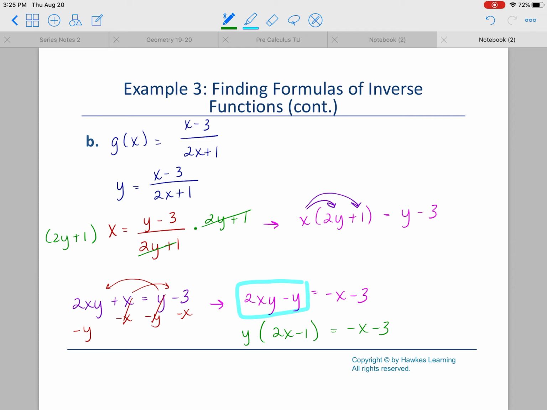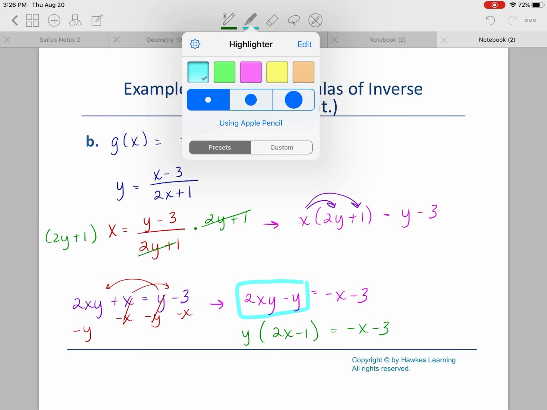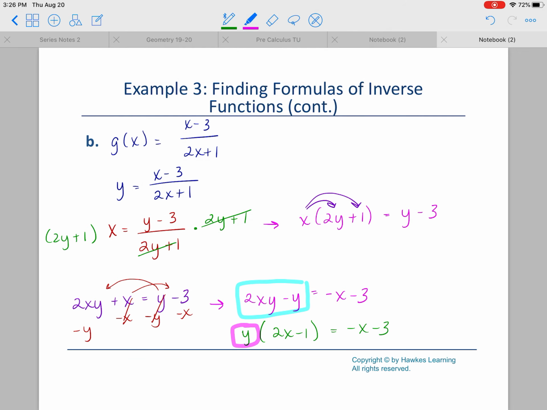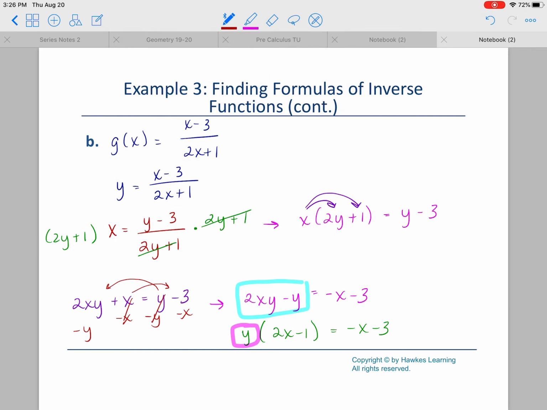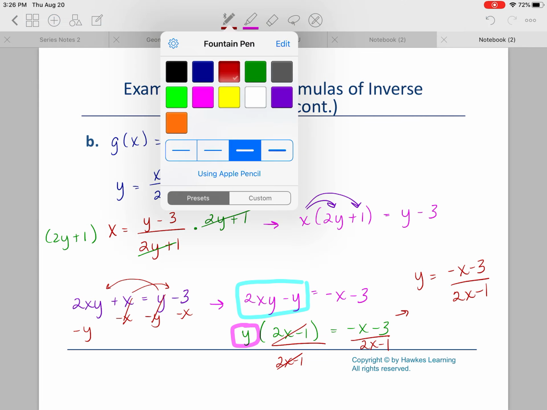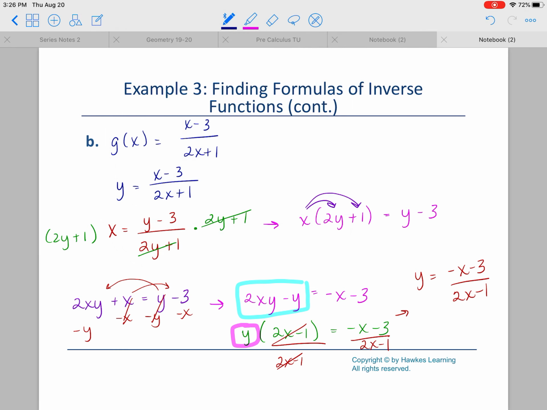So I'm trying to get this y right here all by itself. Since these are being multiplied, to move the 2x minus 1 over, I have to divide by it. That gets it rid of over there, and I can divide by it over here. And now I have y equals negative x minus 3 over 2x minus 1. I have solved for the y.